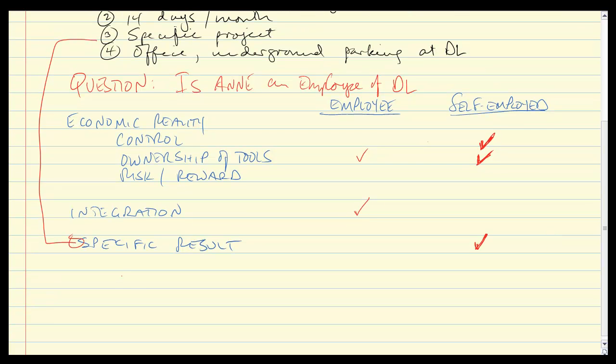So the conclusion is, we always caveat it, we need to know more, but based on what we know, I think she would have a very strong case for arguing that she's self-employed for these 2 years. All right?